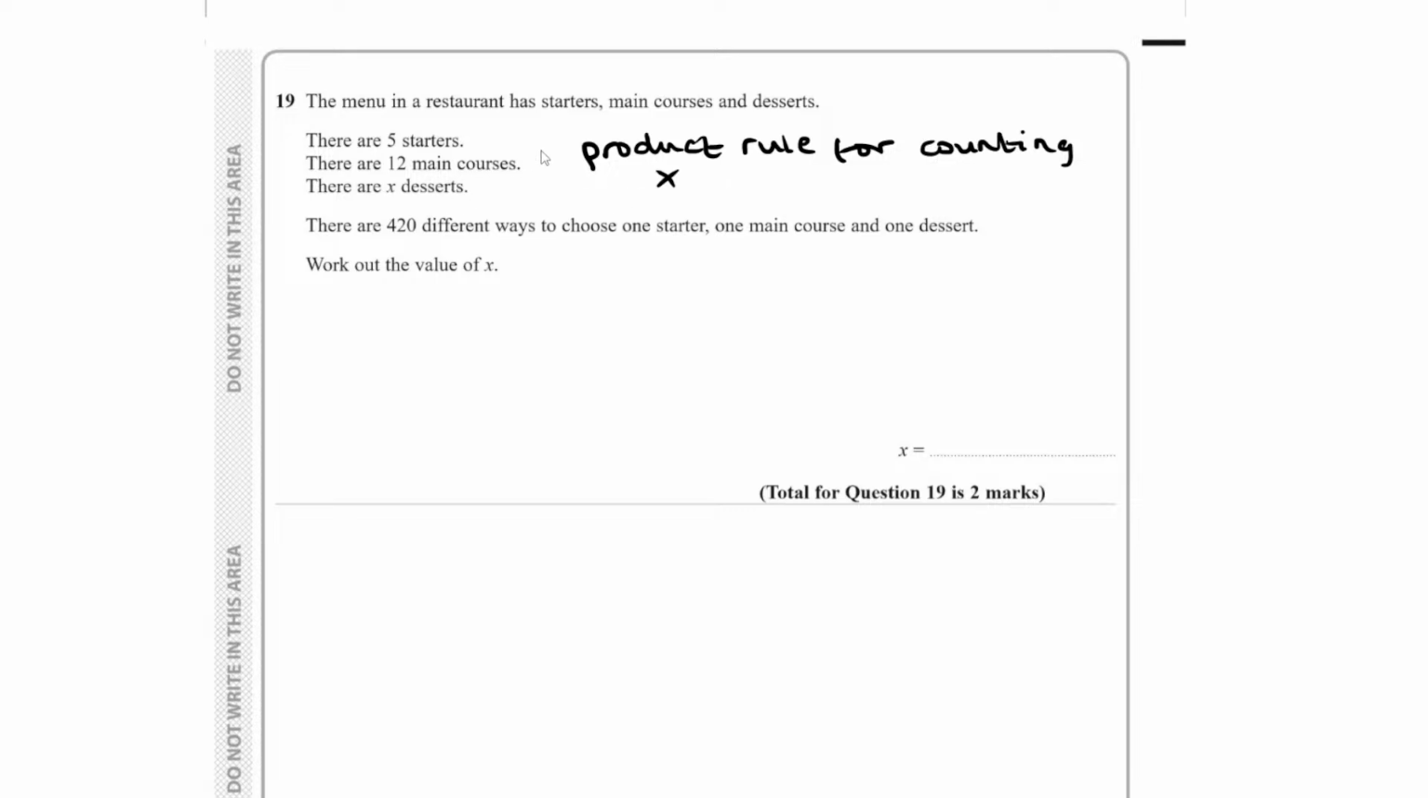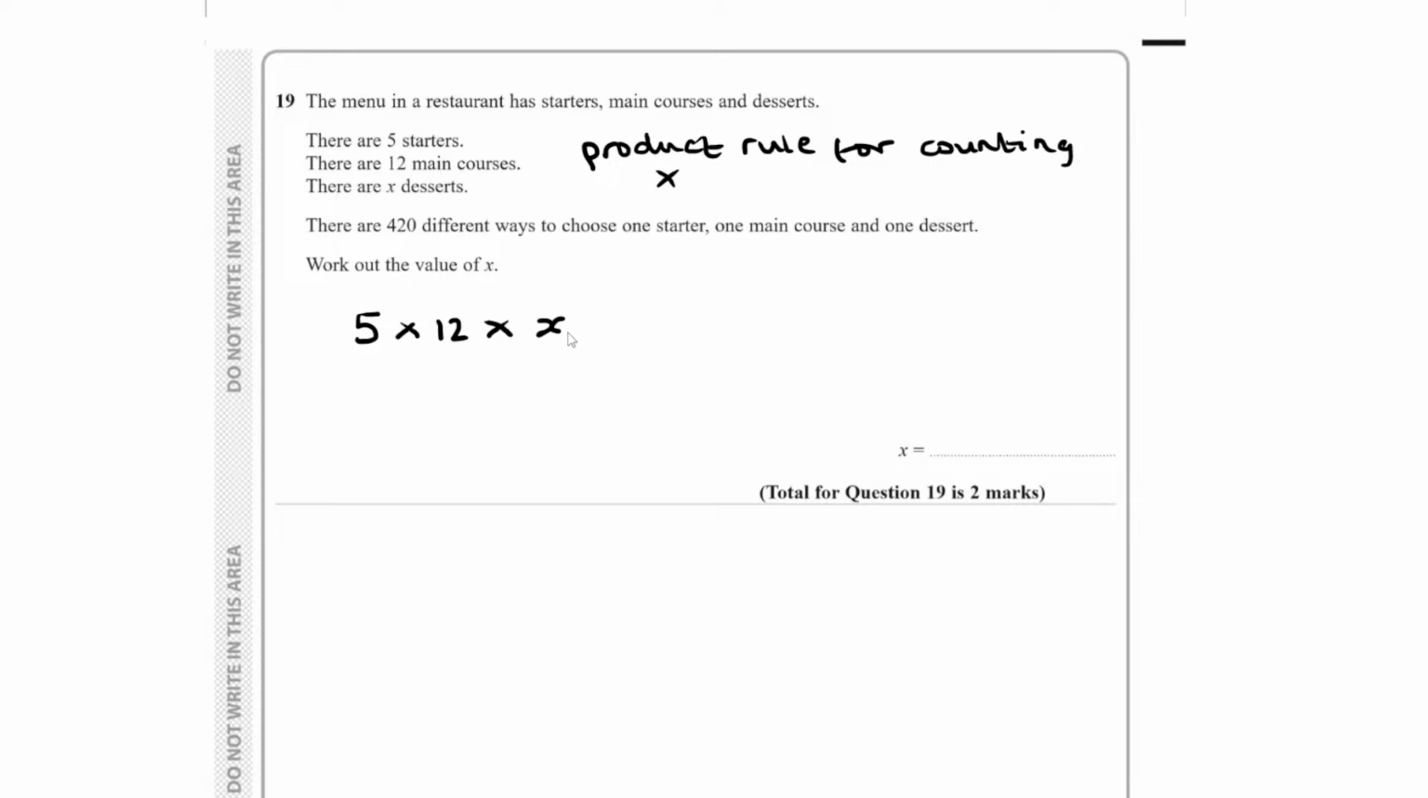So if you were to work out how many different options there are, let's say we didn't know what 420 was, the way we would work it out is you just multiply all of those together. For example, I've got 5 starters to choose from. Then I can choose 1 of 12 main courses. And then I can choose, in this case, x desserts.